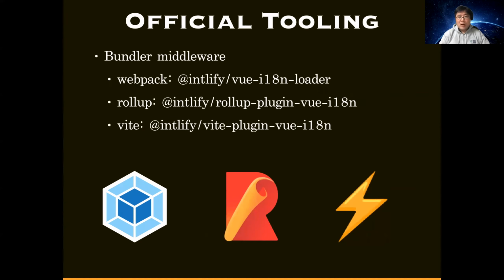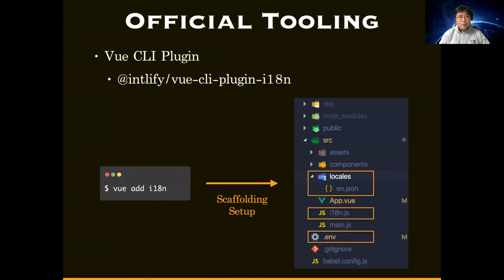Vue I18n has some official toolings. Vue I18n provides some bundler middleware: Webpack, Rollup, and Vite. By using those together with a bundler, you can support translation while managing I18n resources per single file component. Vue I18n provides a plugin for Vue CLI. By specifying the plugin name I18n in the add command of Vue CLI, you can set up the Vue I18n environment for your Vue CLI project.